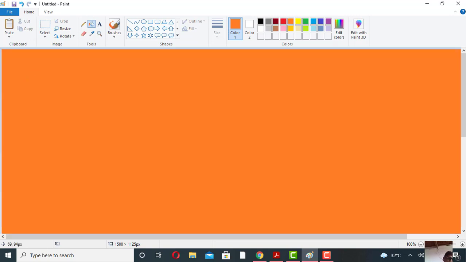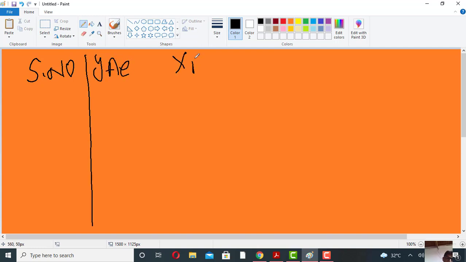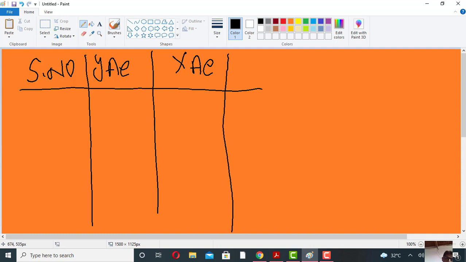The table will show us the experiment number, and this is YAE, XAE. The equilibrium concentration of sulfur dioxide in the air is YAE, and the equilibrium concentration of sulfur dioxide in the water is XAE. During experiment number 1, it is YAE1, XAE1.